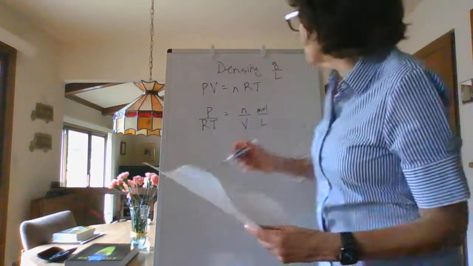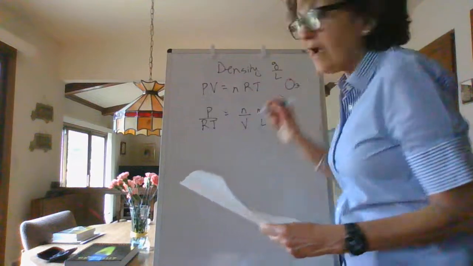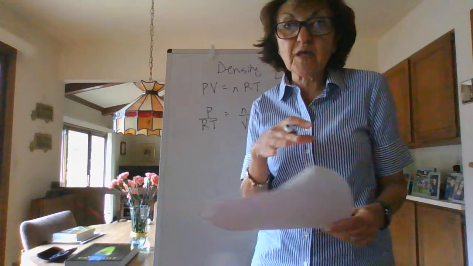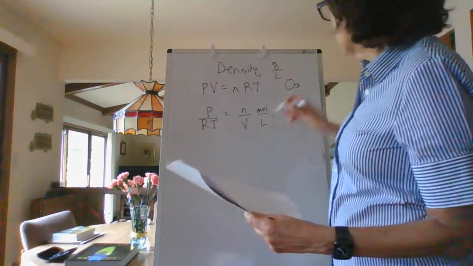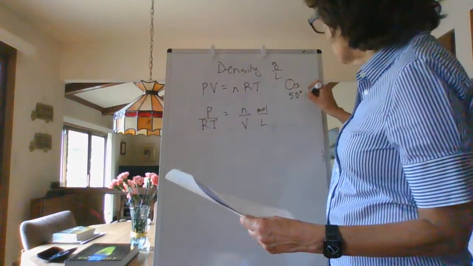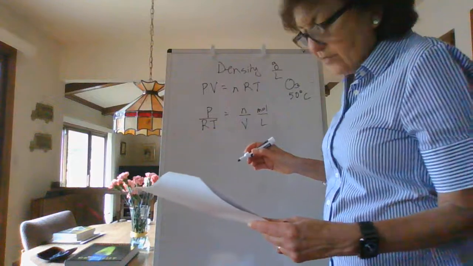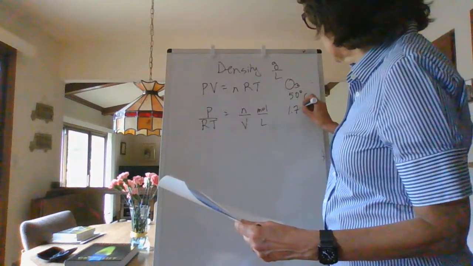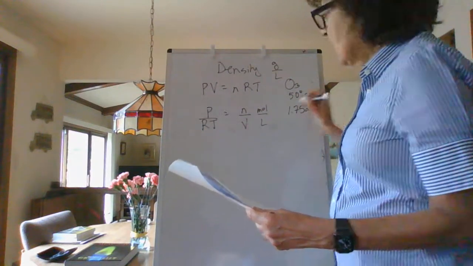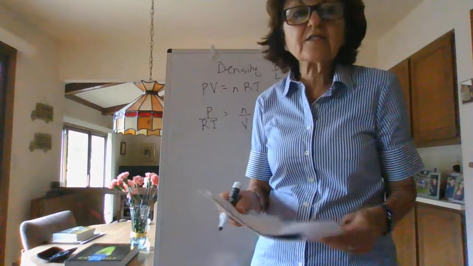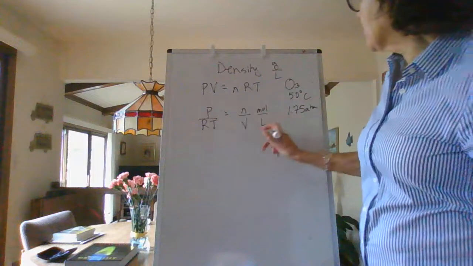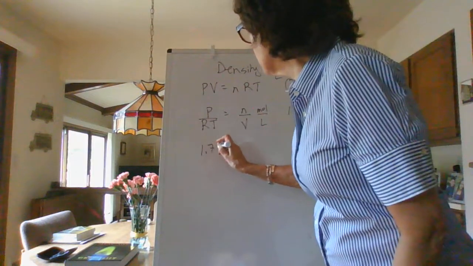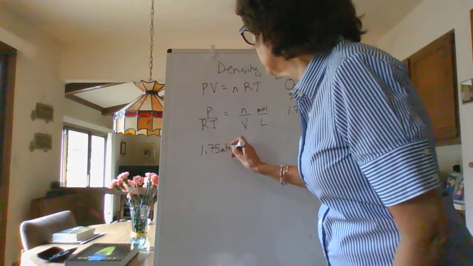All right, so here's a problem. I have ozone. Ozone is O3. So I know the identity of the gas, so I'm going to be able to use molar mass. I have some ozone. The temperature is 50 degrees Celsius, and the pressure is 1.75 atmospheres, okay? And my problem is I need to find the density. Okay, great. I have the pressure is 1.75 atmospheres.